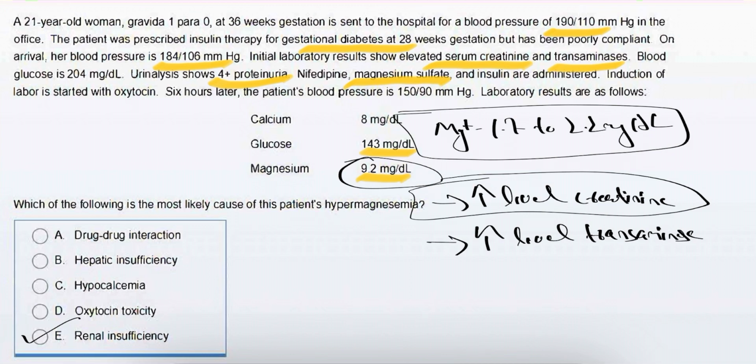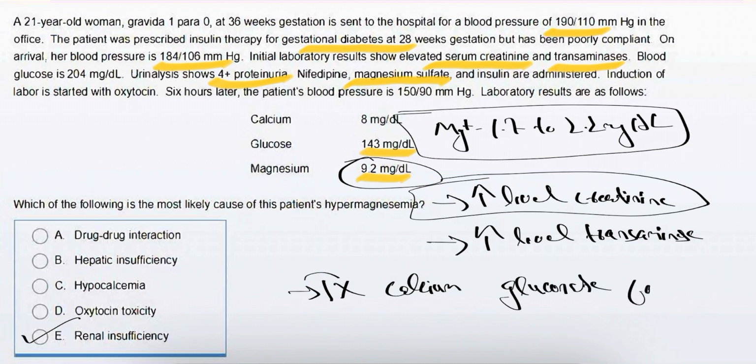Because magnesium is solely excreted by the kidney, a common risk factor for magnesium toxicity is renal insufficiency. A patient with an elevated serum creatinine may need a lower magnesium dose and close observation. Calcium gluconate is the first-line treatment for magnesium toxicity. So treatment for magnesium toxicity is calcium gluconate for hypermagnesemia.